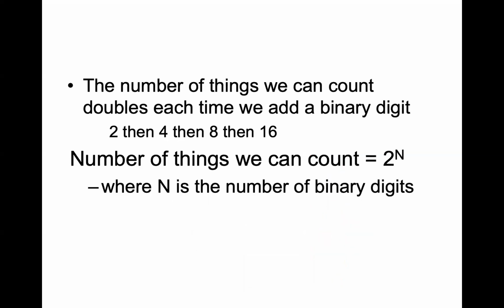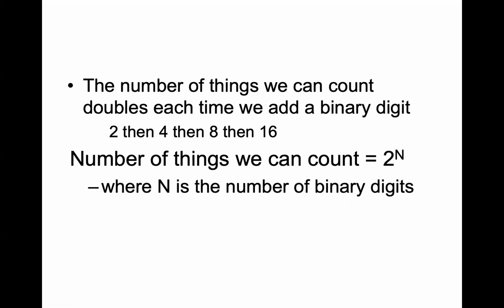So the way binary digits work is the number of things we can count doubles every time we add a binary digit. If we have one binary digit, then we can count two things, because the two possible binary numbers made up of one binary digit are 0 and 1. So clearly we can only count two things. With two binary digits, we can count four things. With 3, we can count 8. And with 4, we can count 16. That pattern continues forever. So in the general case, the number of things we can count using a binary number that contains n binary digits is 2 raised to the power of n, or 2 to the n.